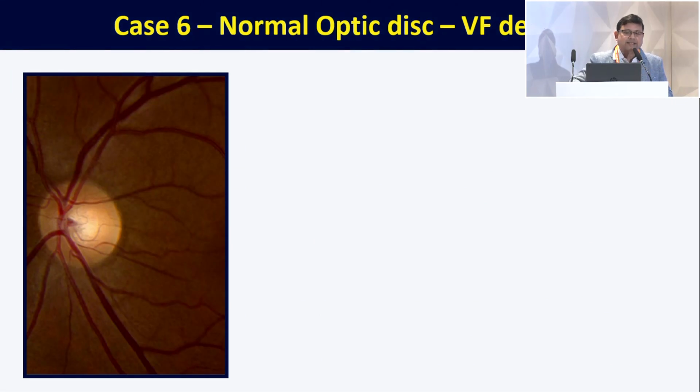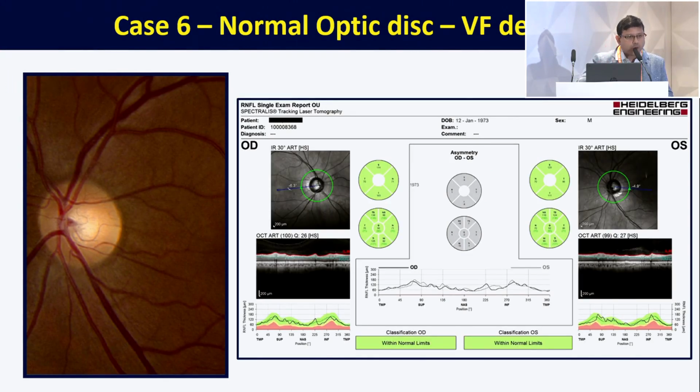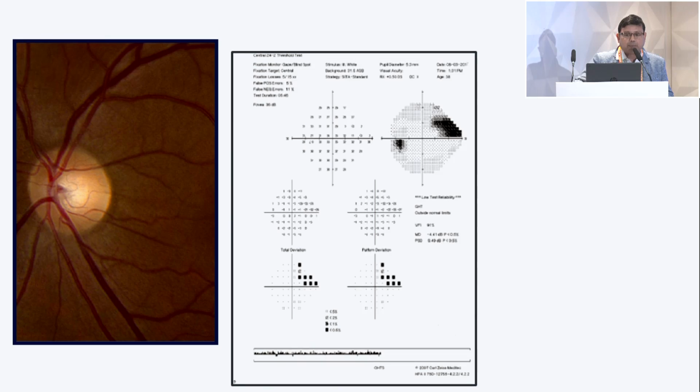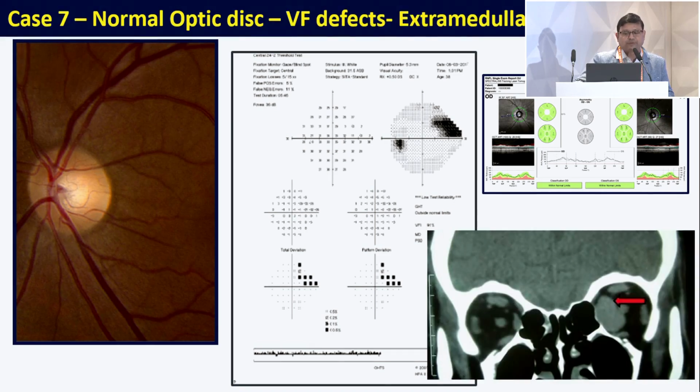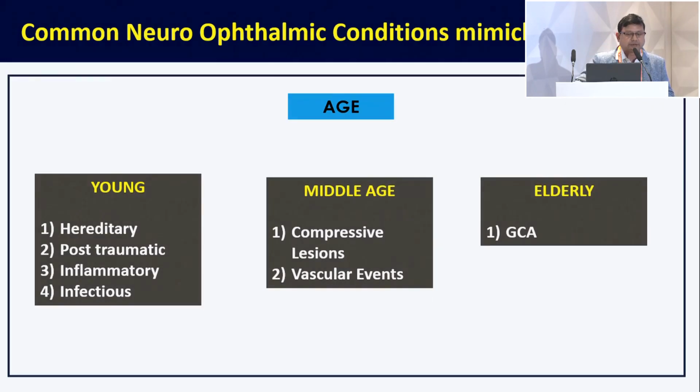And the last case, a normal optic disc showing normal OCT RNFL, but with a persistent visual field defect. So normal disc, normal OCT RNFL, but persistent visual field defect. Again, you have to go in for an MRI. This particular case was an extramedullary plasmacytoma of the orbit. So be very, very careful when you're seeing a glaucoma patient because it may not be a glaucoma case.